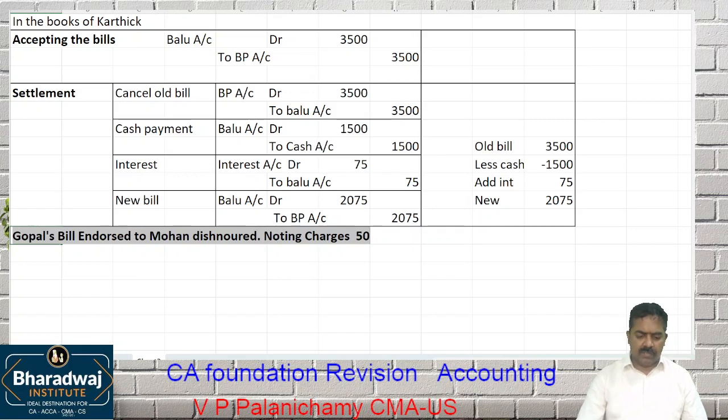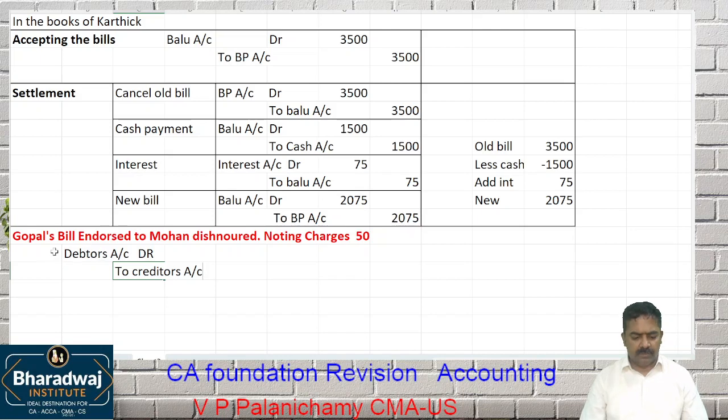When an endorsed bill is dishonored, what is the rule? Debtor's account debtor to which account? Creditor's account. When you apply this rule, to whom was it endorsed? To Mohan. Whose acceptance? Gopal's acceptance. Gopal account debtor to which account? Mohan account, including noting charges, and over 4,550 is given.